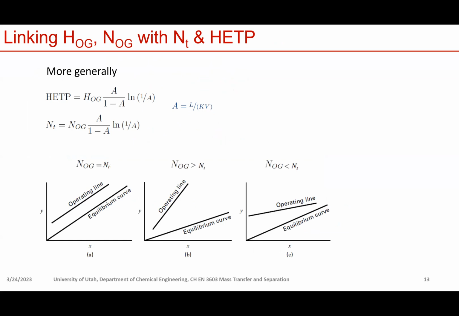And typically there will be three scenarios. When your operating line is parallel to your equilibrium curve, they are the same. NOG is equal to the number of equilibrium stages NT, and HOG is equal to HETP. If your operating line has a larger slope than your equilibrium curve, you will have NOG larger than NT. And if you have an operating line that has a smaller slope than the equilibrium curve, you'll have NOG smaller than NT.